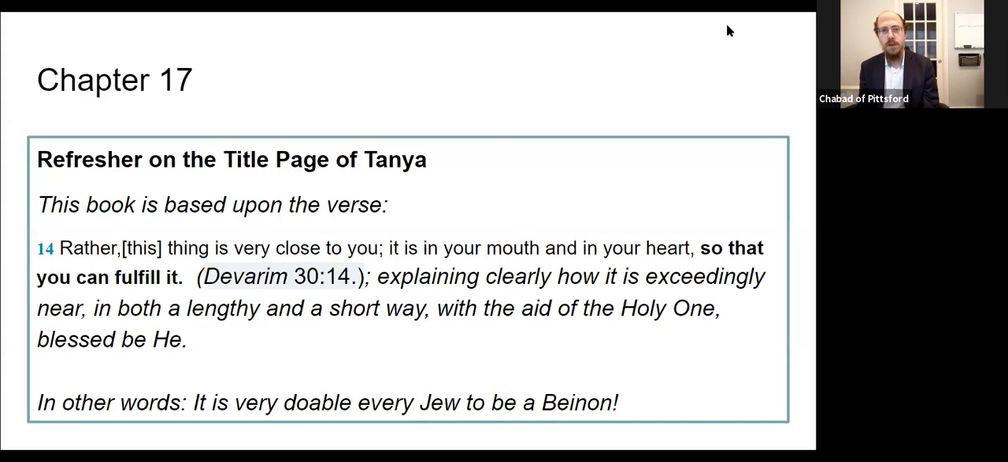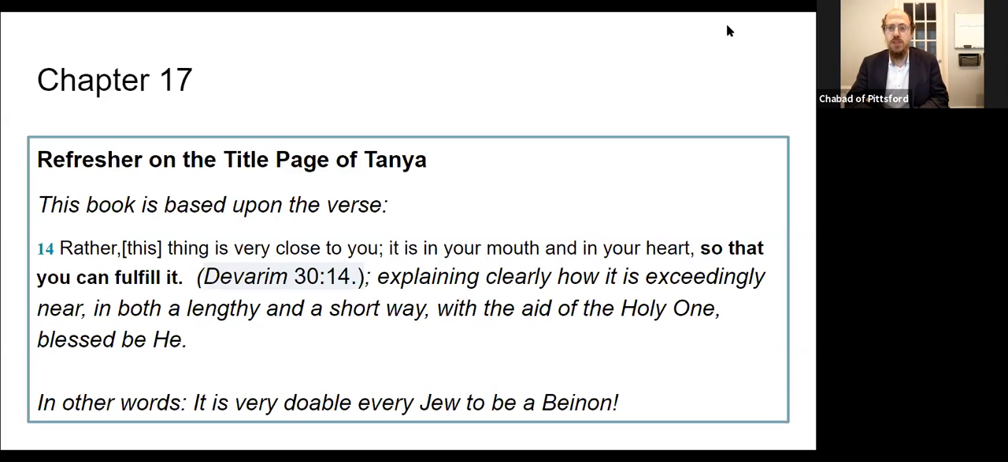So back to our video, sharing screen. All right. If you remember the refresher on the title page of Tanya, it said as follows. This book is based upon the verse in Devarim. Moshe is talking to the Jews before he passes away. He's trying to motivate them. So in Devarim 30:14, Moshe is saying, the Torah mitzvahs, don't get overwhelmed. This thing, the Torah, the mitzvahs, to do it fully with every fiber of your being, it is in your mouth and in your heart so that you can fulfill it.